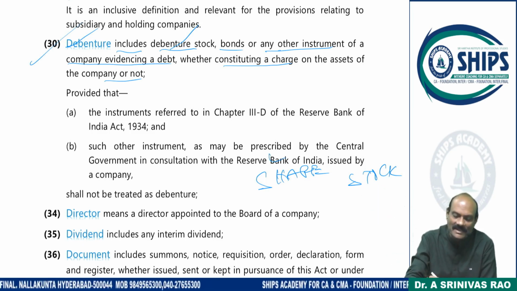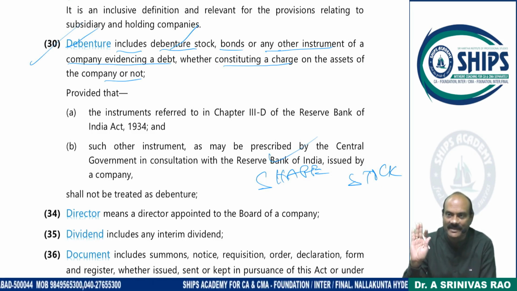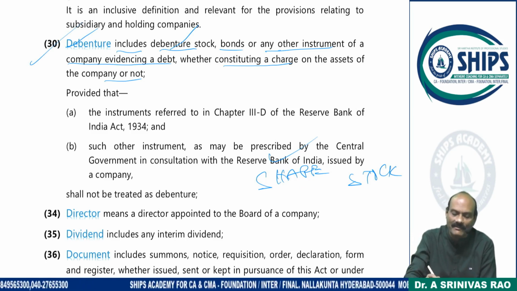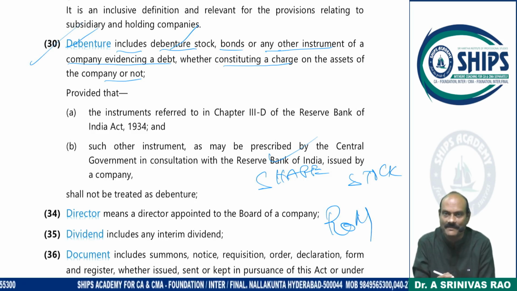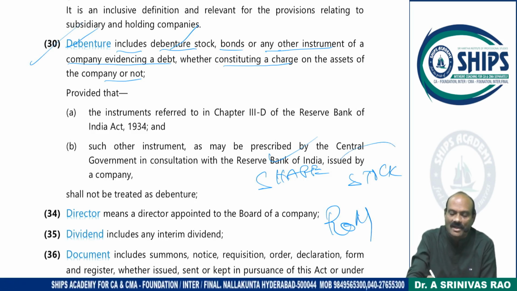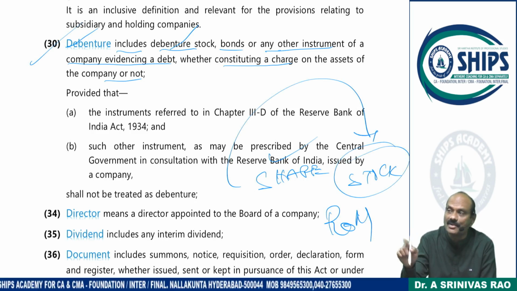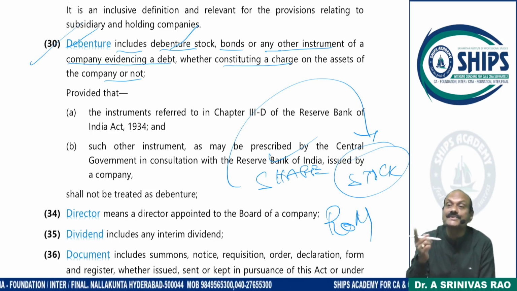The share may be either fully paid up or partly paid up. What is the proof? Share certificate. Once a certificate is given, your name will come into the register of members. You become the registered member of a company. Stock: a fully paid up share is converted into stock.